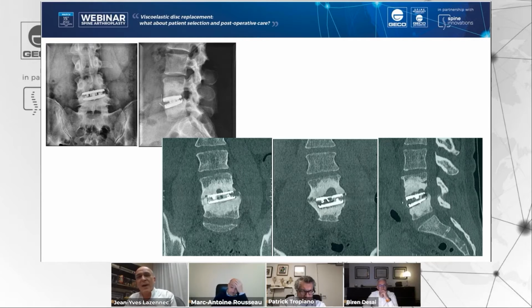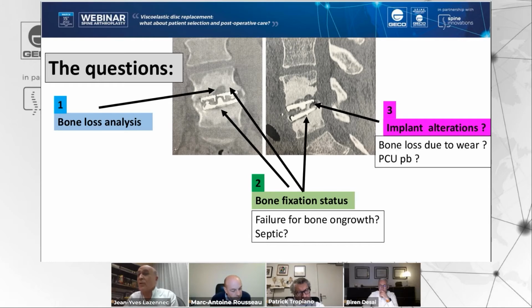You see the radiolucent line on the two end plates. So you ask yourself, probably there is no bone ongrowth or mobilization of implant. And you see a loss of bone material at the superior end plate. And you may ask yourself some questions about the density of those vertebrae. So the questions are: bone analysis, what about this cyst?